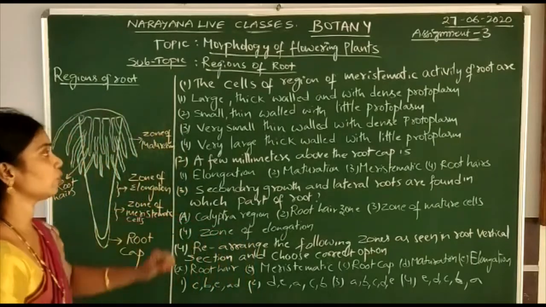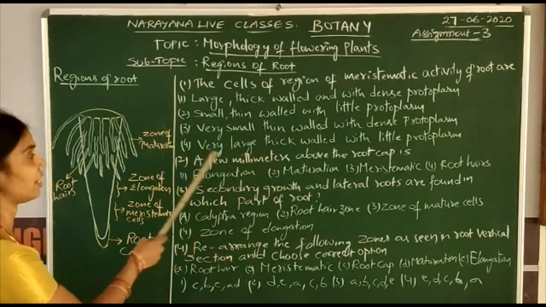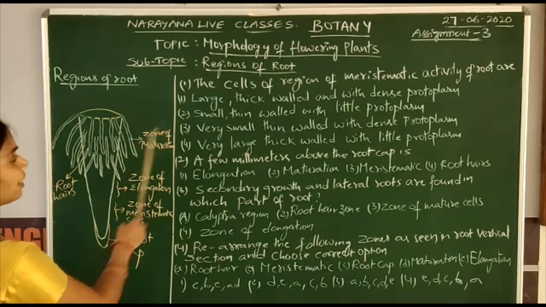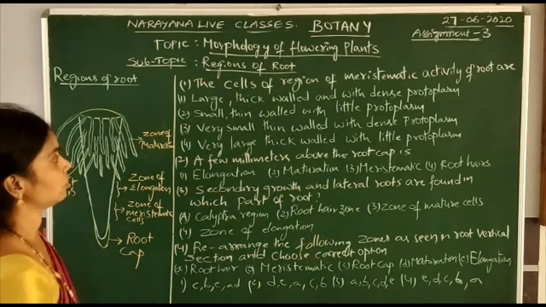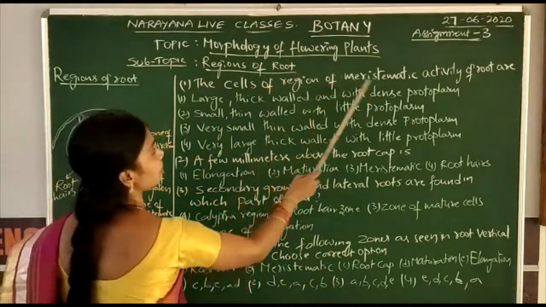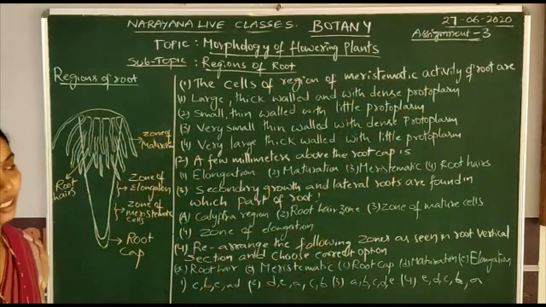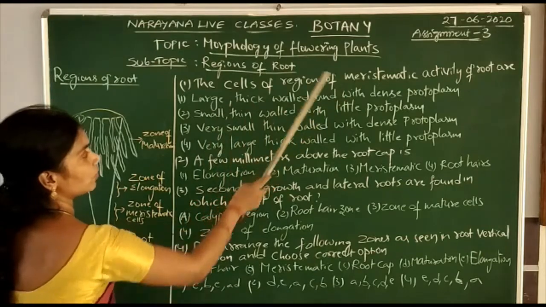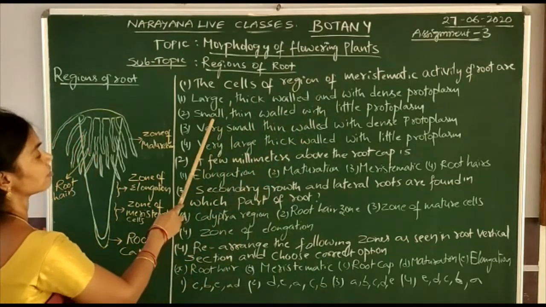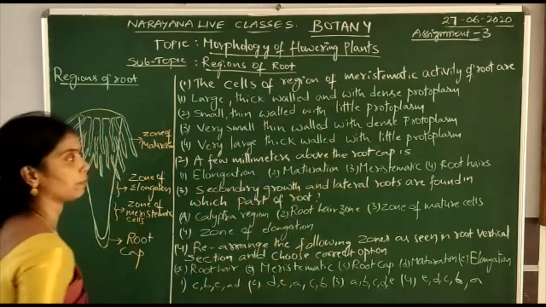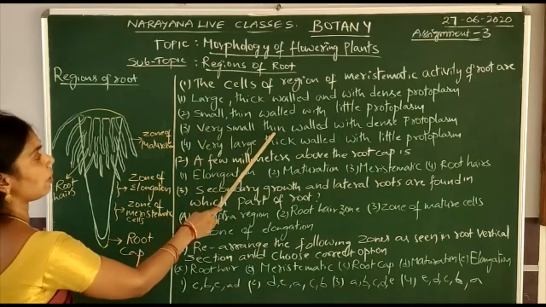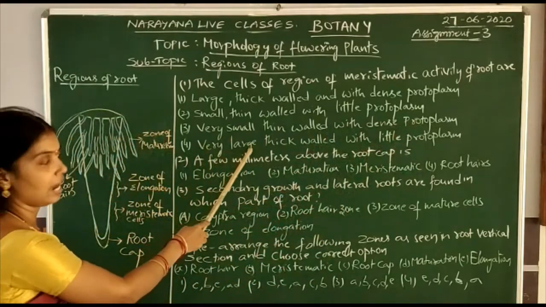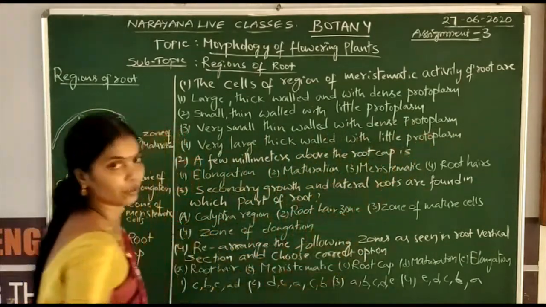Okay children, so for your understanding I gave the diagram for regions of root. Seeing this diagram you can answer these questions. The question is, the cells of the region of meristematic activity of the root are: options: large, thick-walled and with dense protoplasm. Second, small, thin-walled with little protoplasm. Third, very small, thin-walled with dense protoplasm. And fourth, very large, thick-walled with little protoplasm.